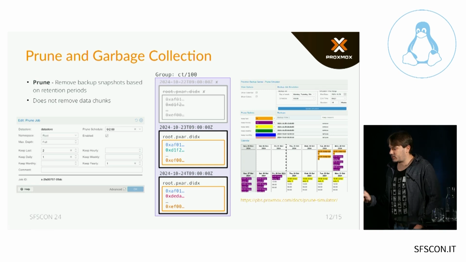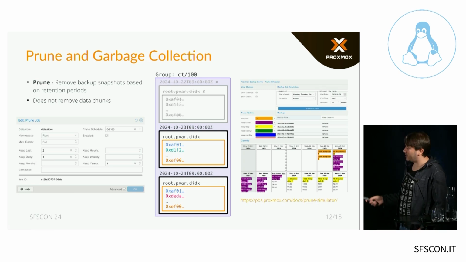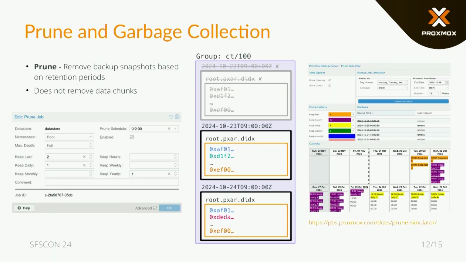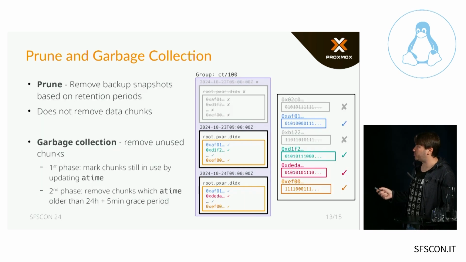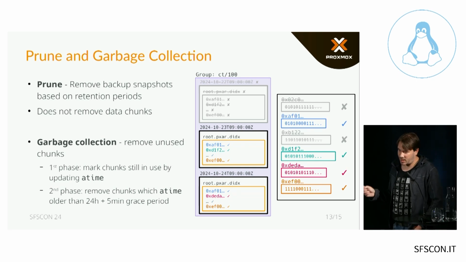Since this can get really messy with a lot of backups, we also provide a simulator where you can insert your backup job schedule and your retention settings, and this will then calculate and show you which backup snapshots will be kept and which one will be deleted. Important to note here, the prune only deletes the metadata information, not the actual data stored in the chunks. To actually clean up this space, you will have to also use garbage collection.